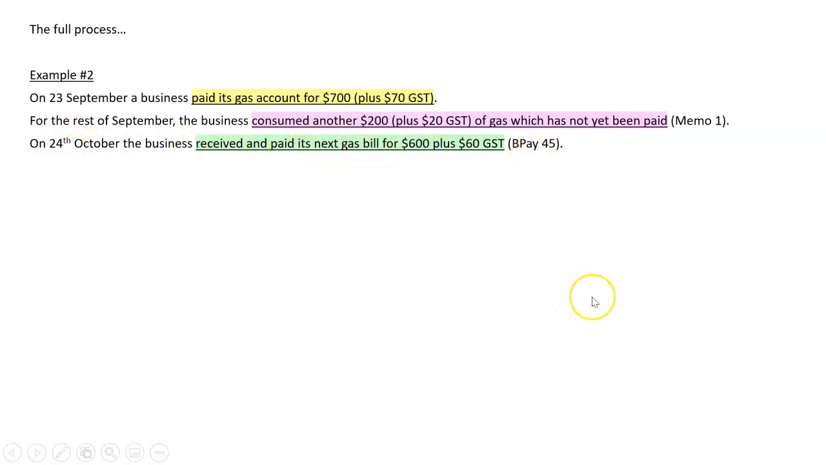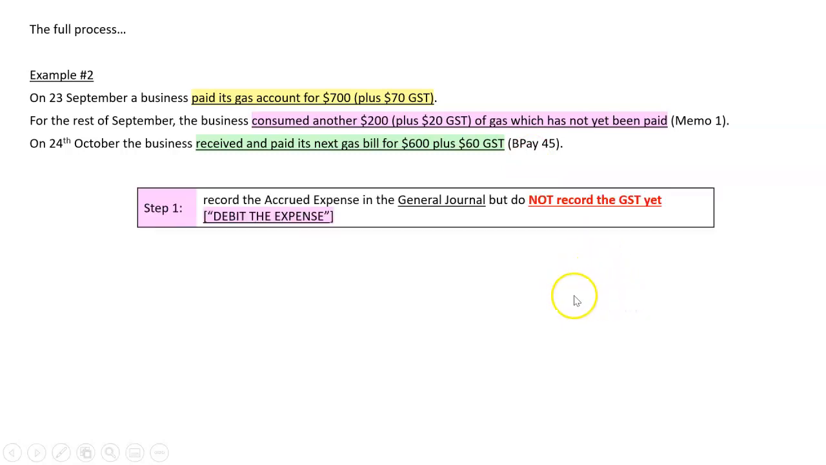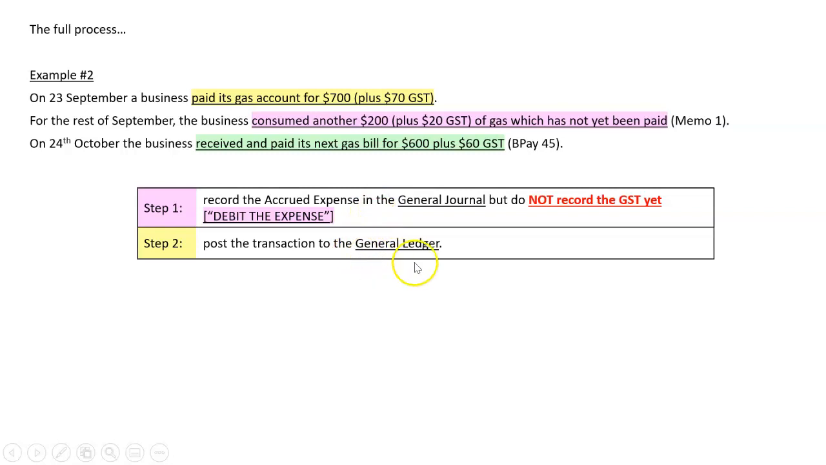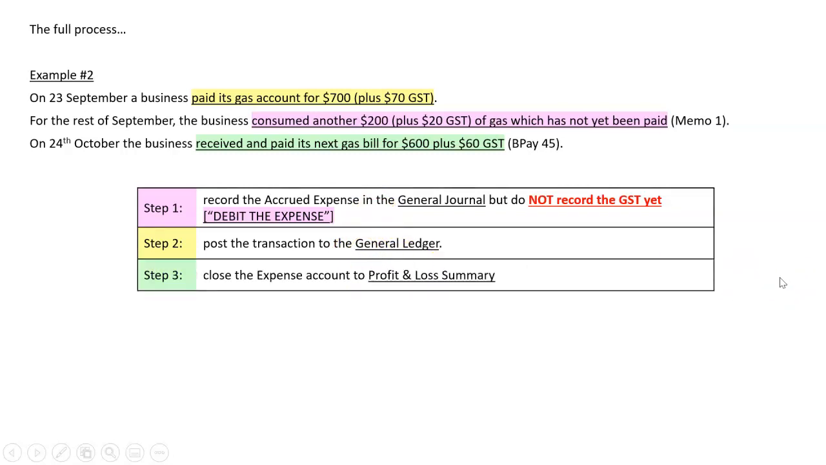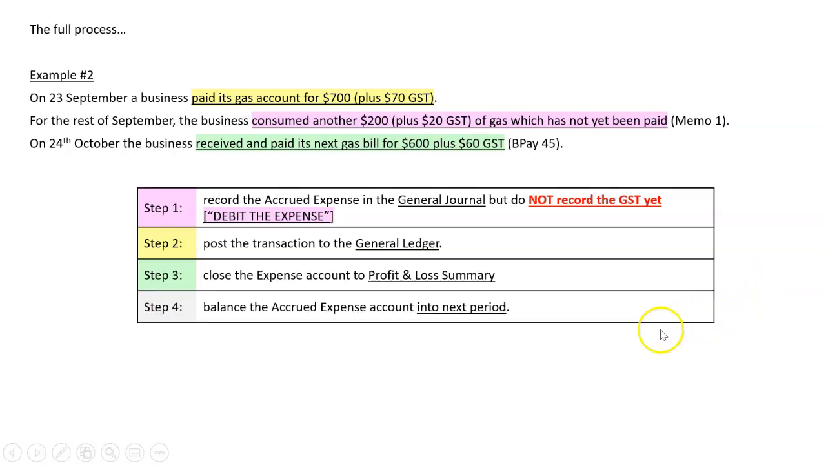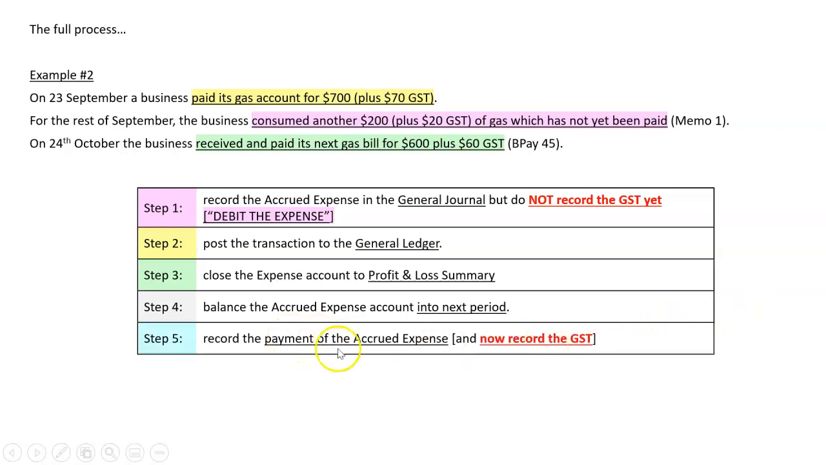There is so much going on there. So we see this question on the exam quite a bit. So let's just break it down nice and slow. First, we're going to need some steps. Step 1, record the accrued expense in the general journal, but do not record the GST yet. That's our debiting the expense, most important step. Step 2, let's post that to the general ledger. Step 3, let's close the expense account to the profit and loss summary account. Step 4, let's balance the accrued expense into next period. And step 5, let's record when we pay the accrued expense, and we will deal with the GST there. So we didn't deal with it in step 1. So there's so much to go there.